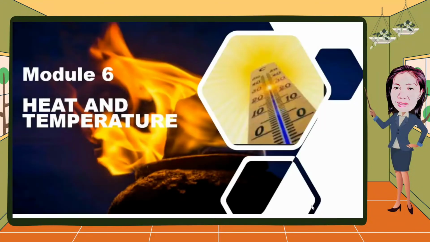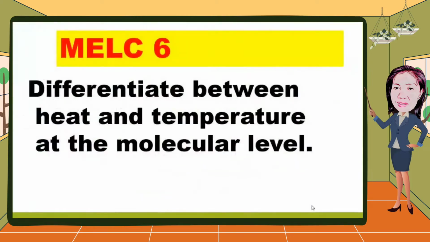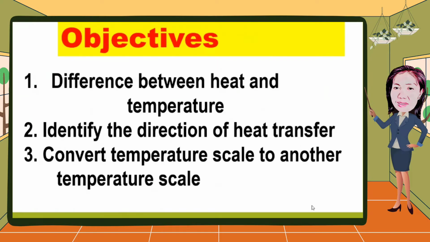This morning, we're going to discuss Module 6. This is heat and temperature. So the most essential learning competency is to differentiate between heat and temperature at the molecular level. So at the end of this session, you are expected to differentiate between heat and temperature.